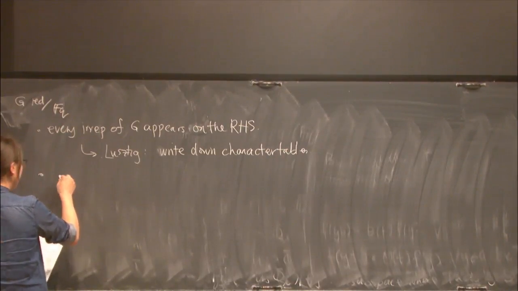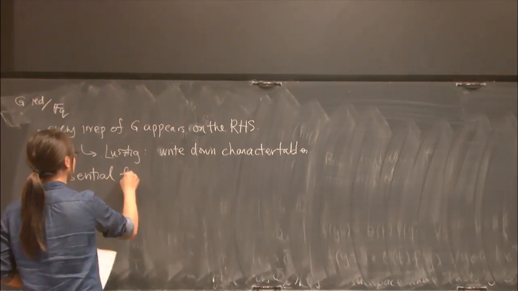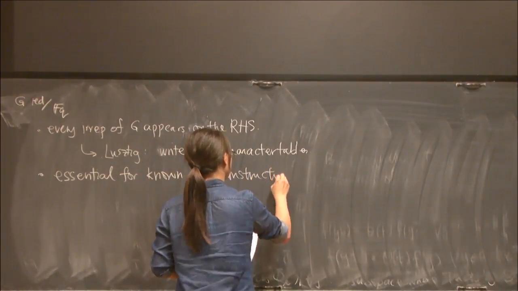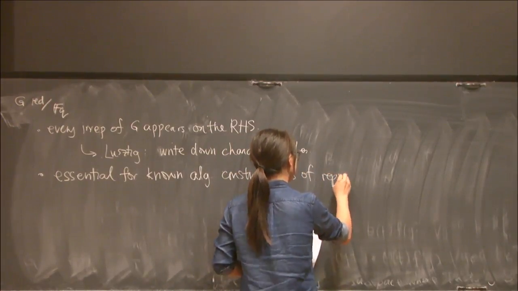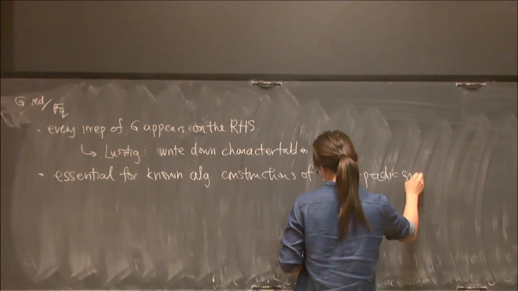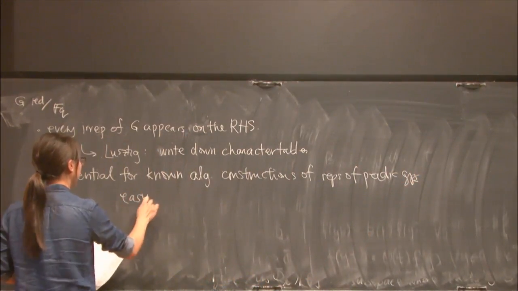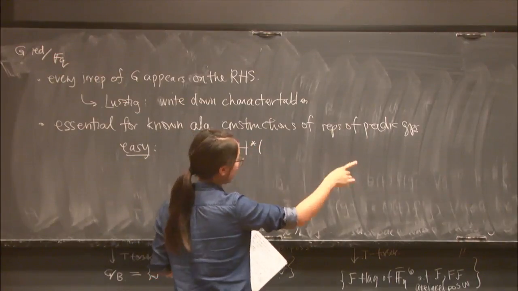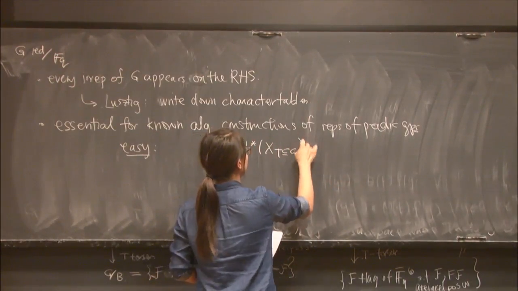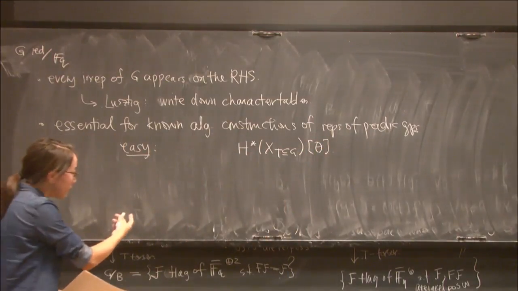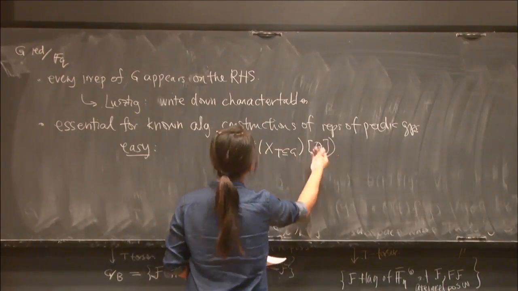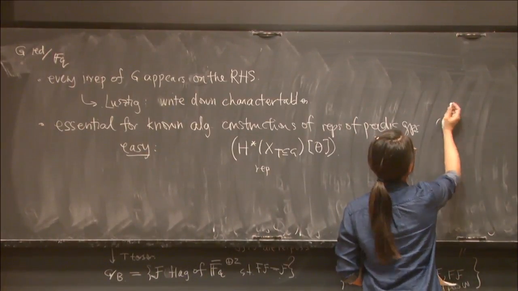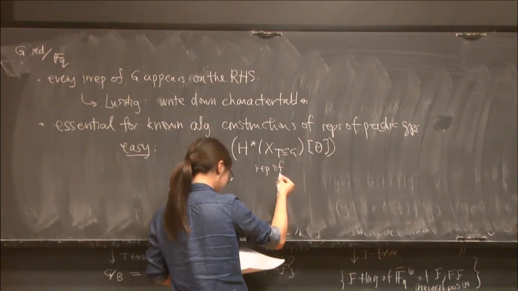The other comment is that this construction is actually essential for known algebraic constructions of representations of p-adic groups. So an easy example is that if I take this alternating sum, in a situation where this is irreducible, then what I can do is upgrade this to a representation, let's say of G, okay, yeah, representation of, how should I say this?